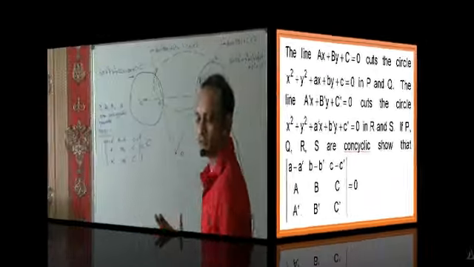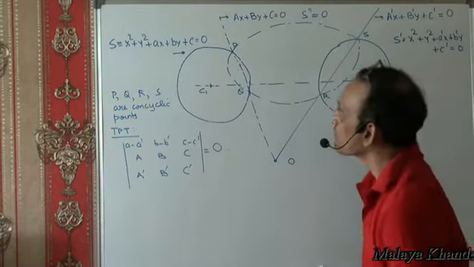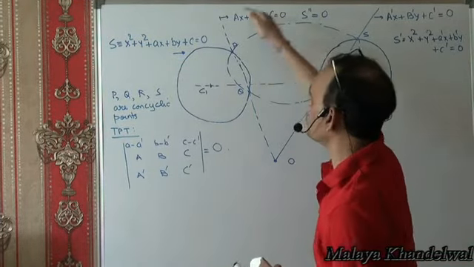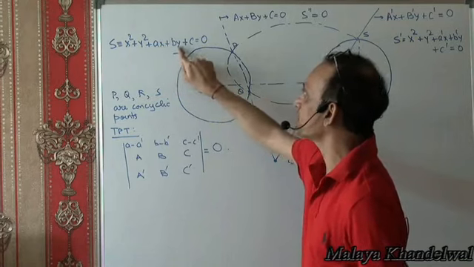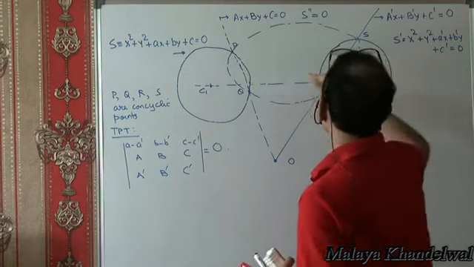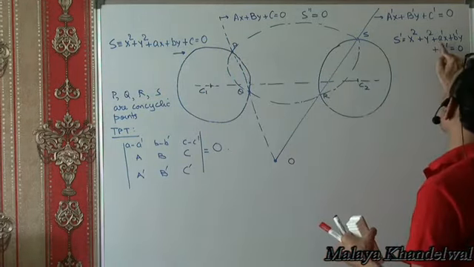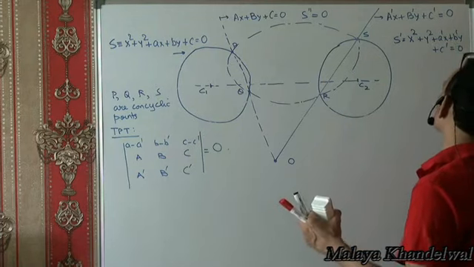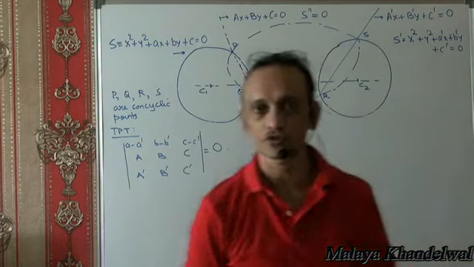This one problem is really worth sharing. We have the circle S equal to 0, x square plus y square plus ax plus by plus c equal to 0, and another fixed circle x square plus y square plus a prime x plus b prime y plus c prime equal to 0, which is S prime equal to 0.